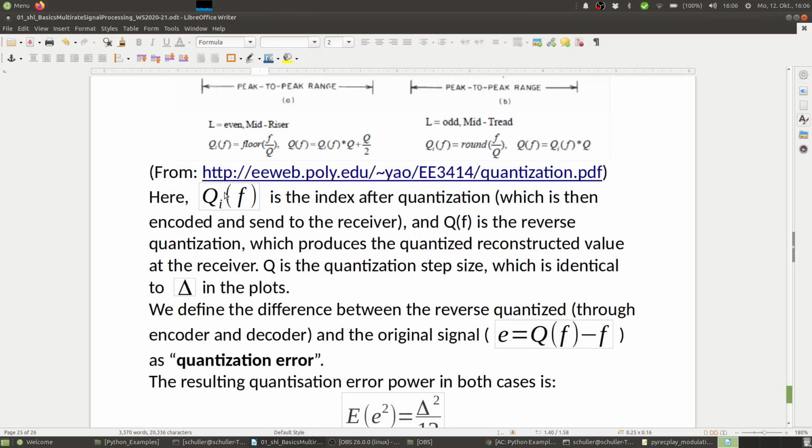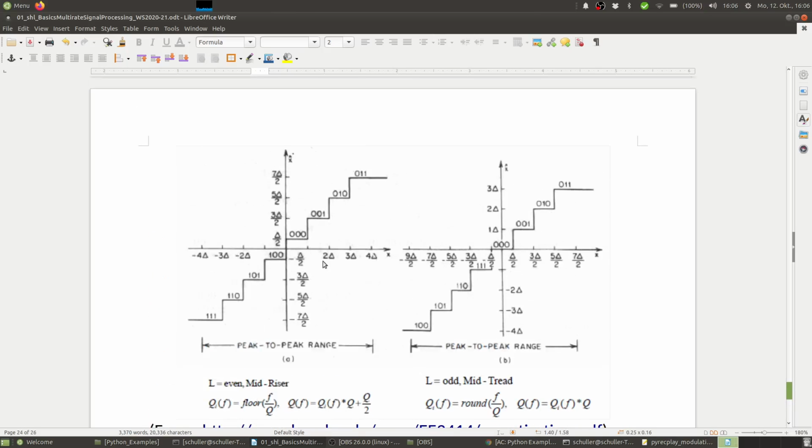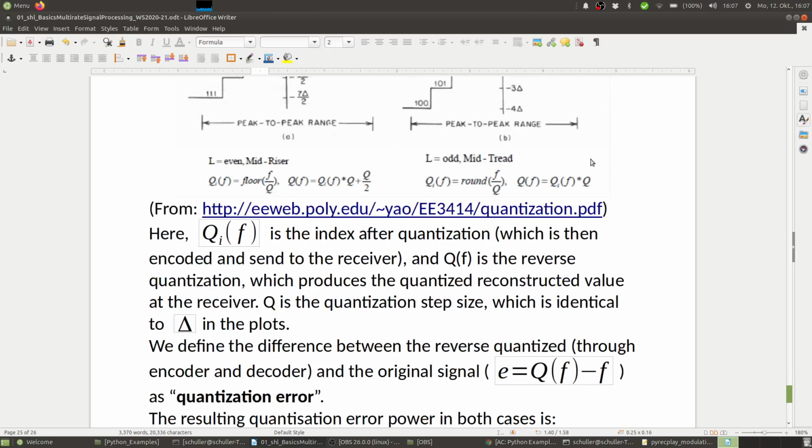Yeah, so here this q is the index after quantization. So this index is then an integer value. Yeah, and Q of f is the reverse quantization, which produces the quantized reconstructed value, which basically has values which are jumps in the size of q. So q is the quantization step size, which is identical to delta in the plots. Here you have the delta, right? So that's identical to this q.